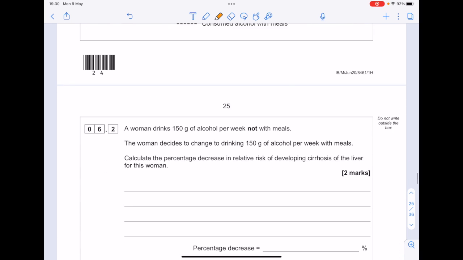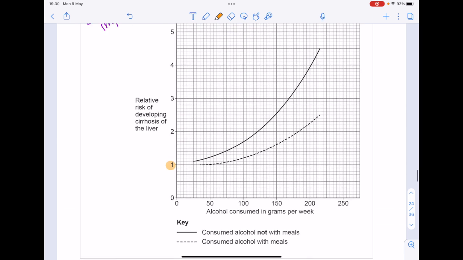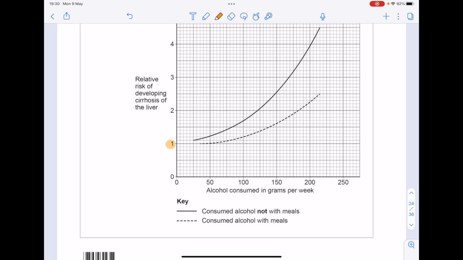A woman drinks 150 grams of alcohol per week, not with meals. The woman decides to change her drinking to 150 grams of alcohol with meals. Calculate percentage decrease in relative risk of developing cirrhosis of the liver for this woman. So 150 grams.